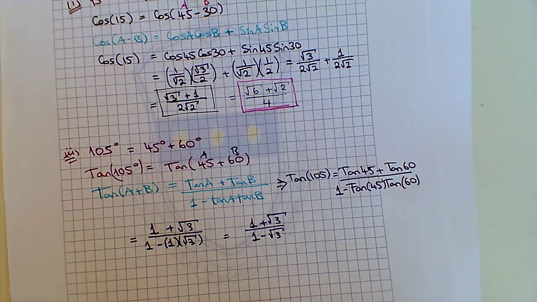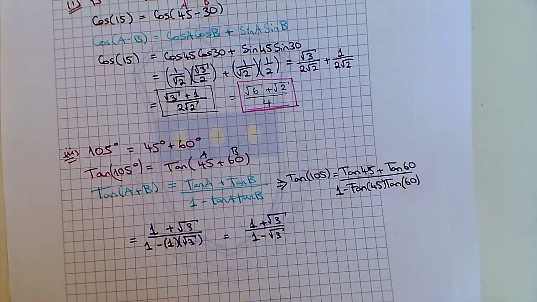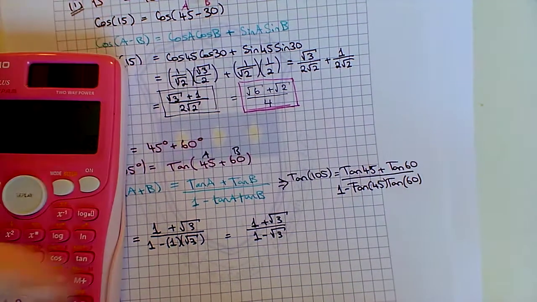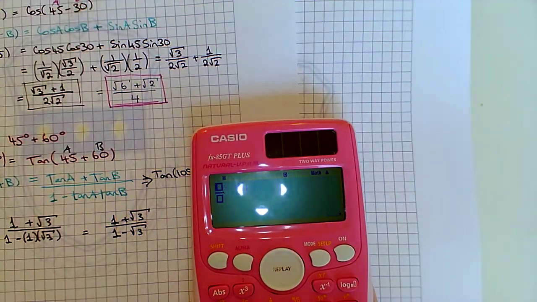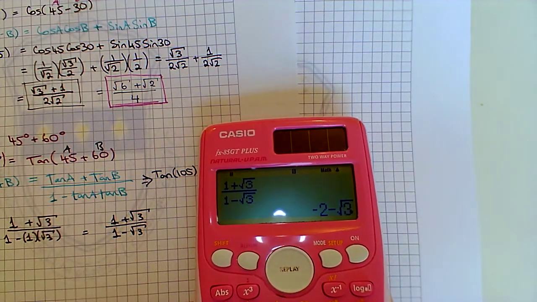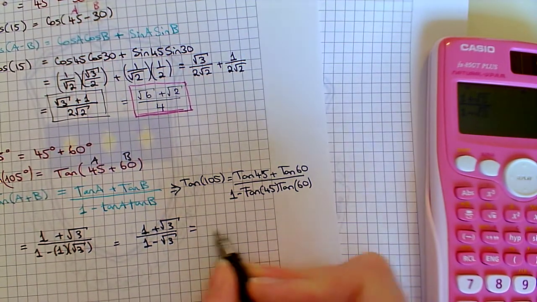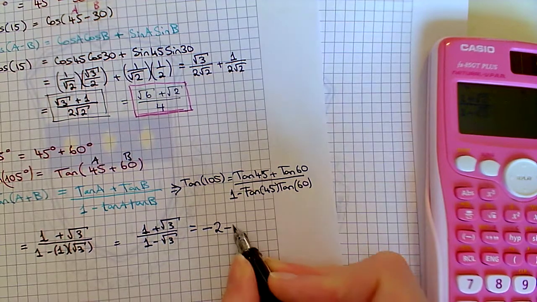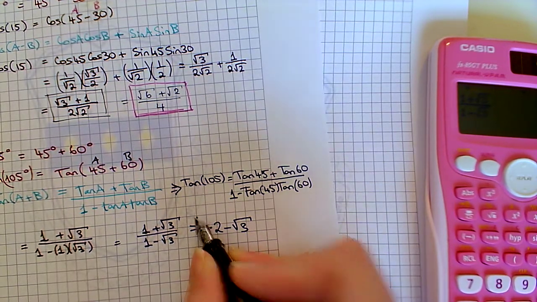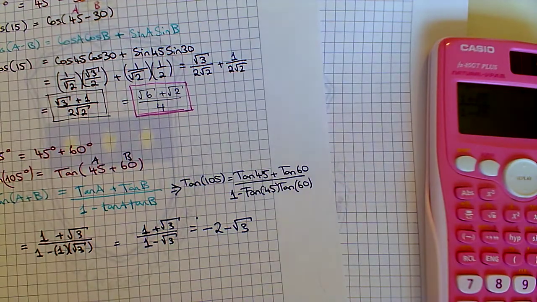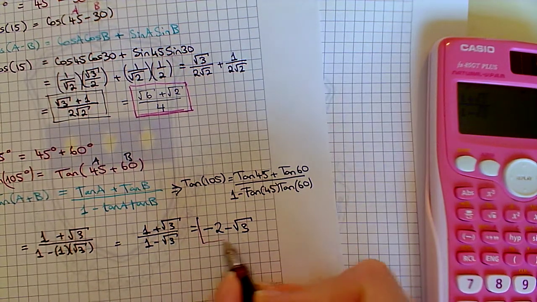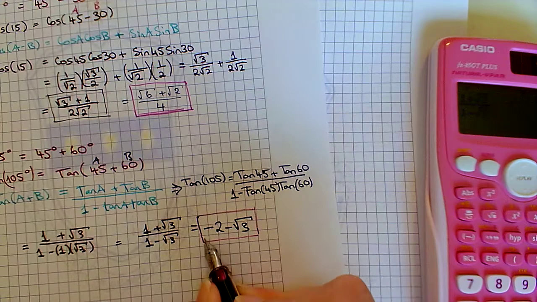Now you shouldn't leave this like that because we can simplify it. But it's okay to use the calculator from this point. And we have 1 plus the square root of 3 over 1 minus the square root of 3. And we get minus 2 minus root 3. When we go back over surds, I'll talk about how we can do that without the calculator, rationalizing the denominator. But for the moment, you can just use the calculator for that last step. And there's our answer.